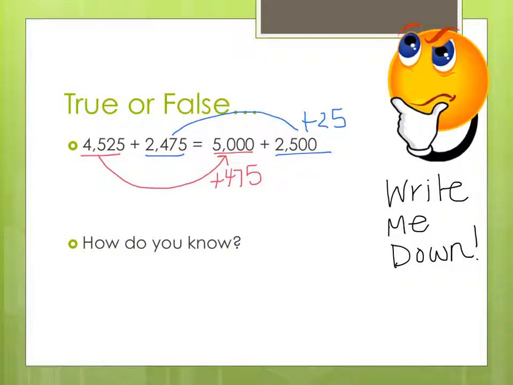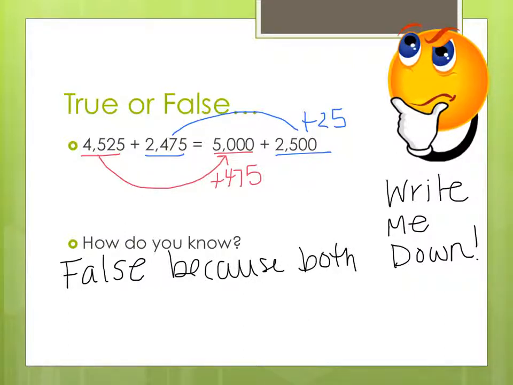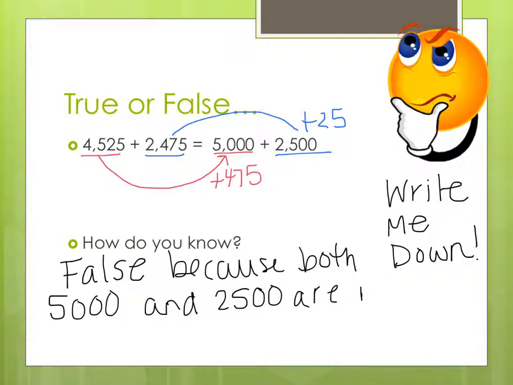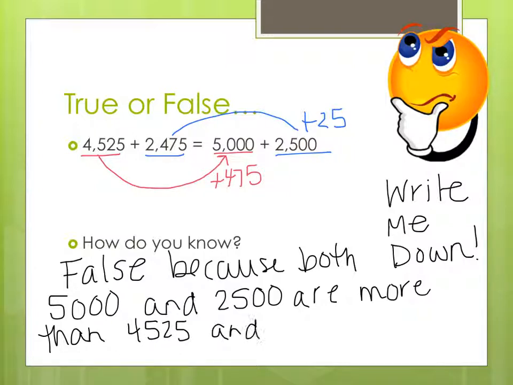Because 2,500 is 25 more than 2,475, this equation is false. And my explanation can say false because both 5,000 and 2,500 are more than 4,525 and 2,475.